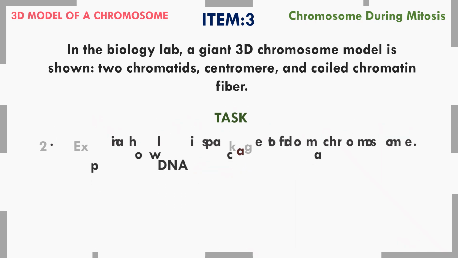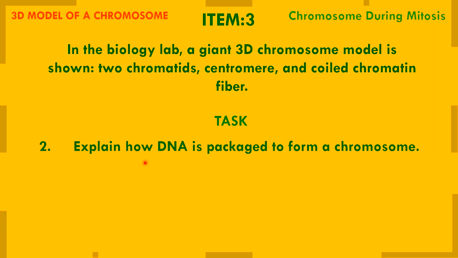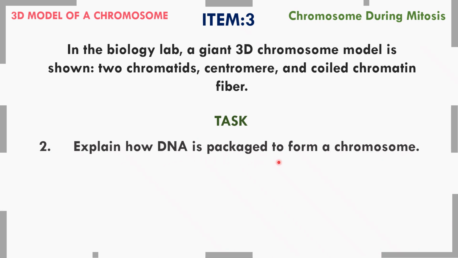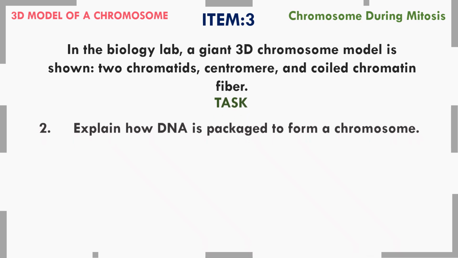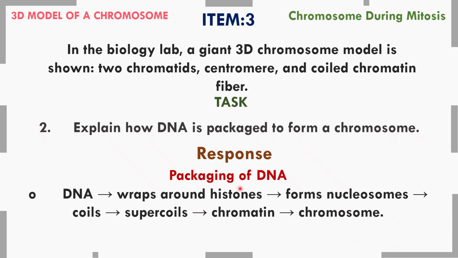2. Explain how DNA is packaged to form a chromosome. Packaging of DNA: DNA wraps around histones. This forms nucleosomes, which coil and then supercoil, forming chromatin, which forms the chromosome.